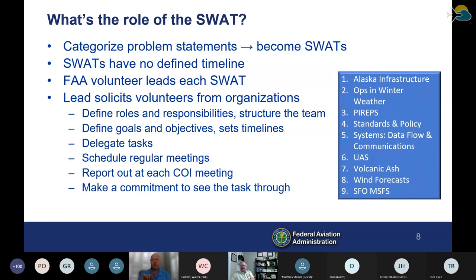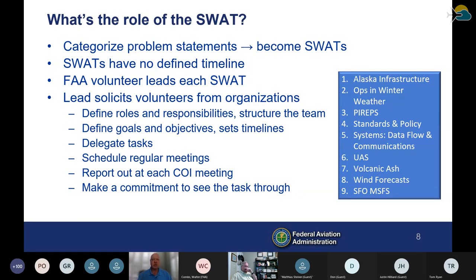We may have one that we get a solution to quickly, the SWAT disbands, and then we get new problem statements and form new SWATs, or a new problem statement, say for UAS or for something else, that we add into the existing SWAT. So there's no defined timeline to get to solutions. We let the SWATs work as they need to.